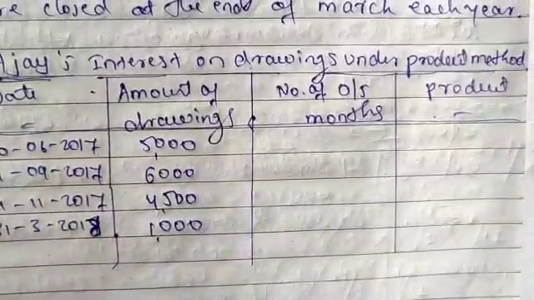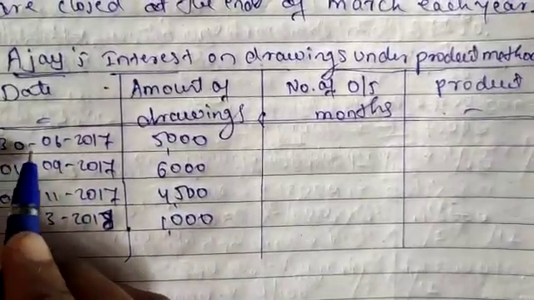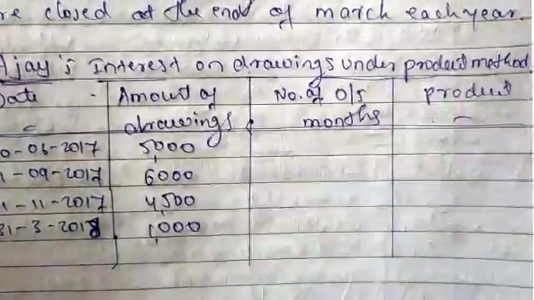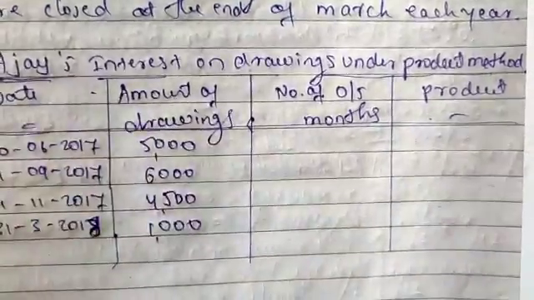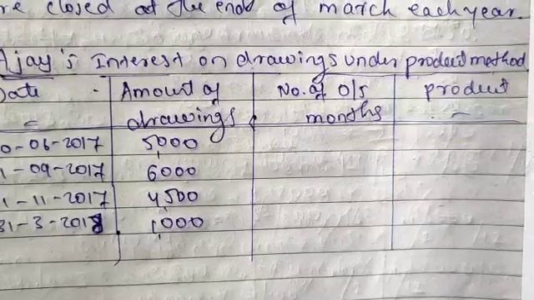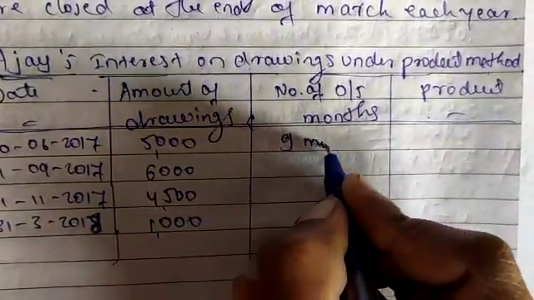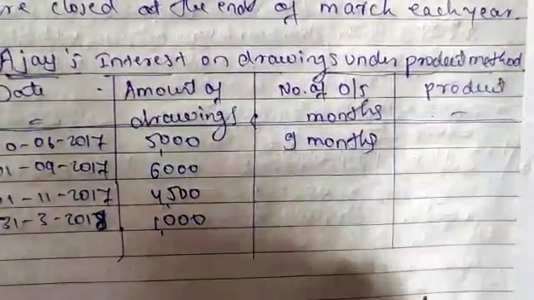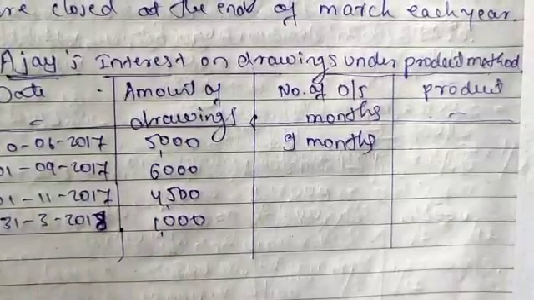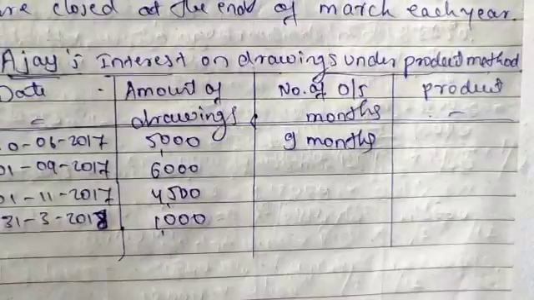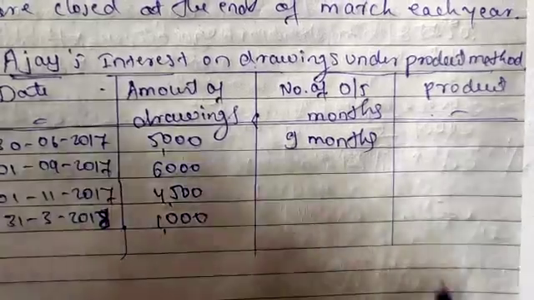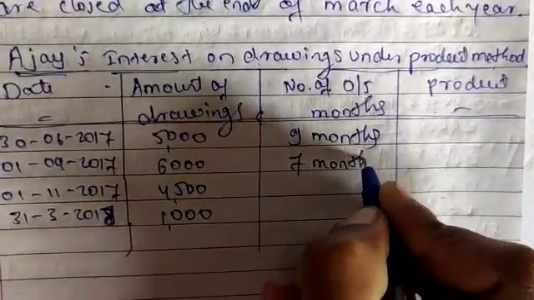Here we have to calculate the number of outstanding months for Ajay. 30th/6 means you do not consider the June month, from July to 31st/3/2018. So July, August, September, October, November, December, January, February, March. So here 9 months. Outstanding months are 9 months. Next 1/9. 1/9 means the starting of the 9th month, that is September, from September to 31st March 2018. September, October, November, December, January, February, March, that is 7 months are outstanding months.